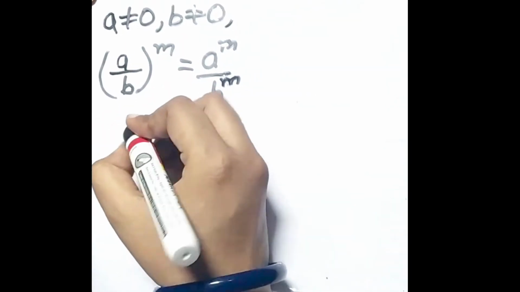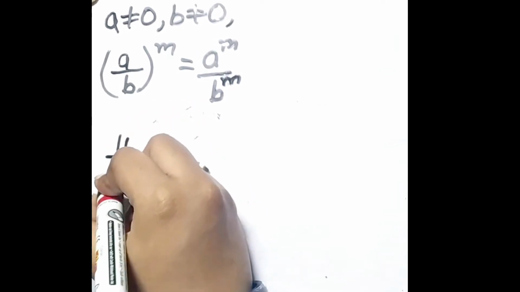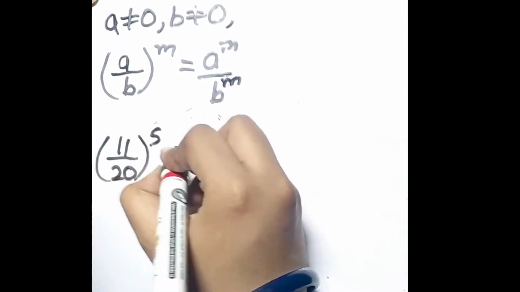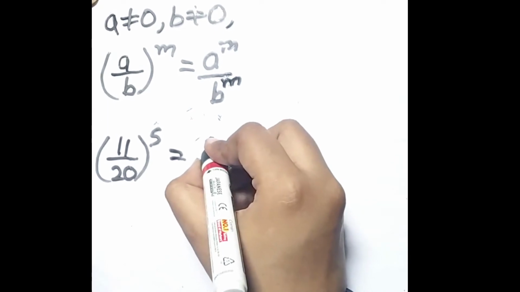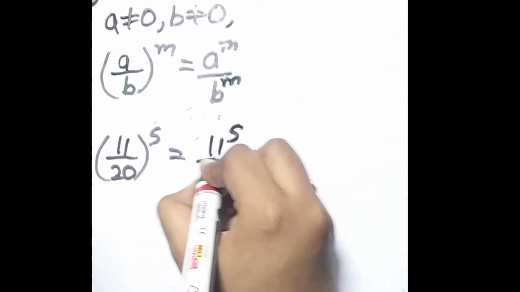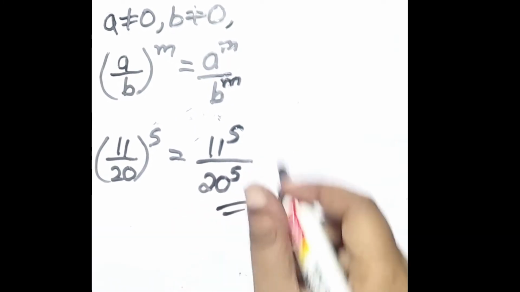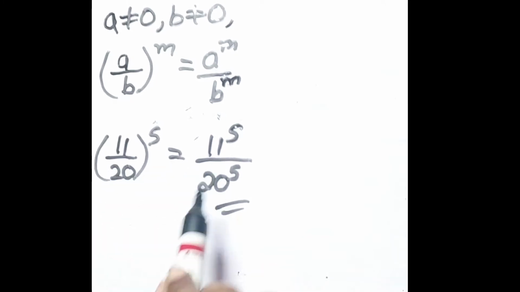Now we will see this example: 11 upon 20 the whole raised to 5. By using this formula, what will we get? 11 raised to 5 upon 20 raised to 5. This is how you can use this formula in such type of example.